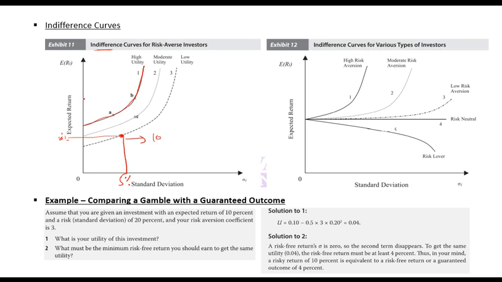Then I tell you that if he gets 15% return with a standard deviation of, let's say, 8%, he will also, with this combination, have a utility of 10. So an investor can derive the same level of satisfaction with different combinations, right? Why? Because as he increases return, utility will increase, but as he increases risk, utility will decrease. So there can be different risk and return combinations which can give the same level of satisfaction.